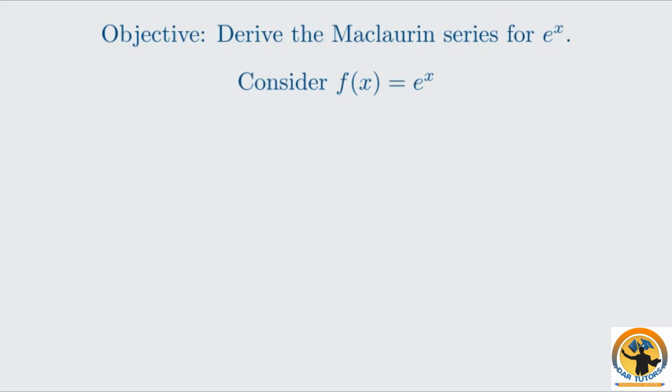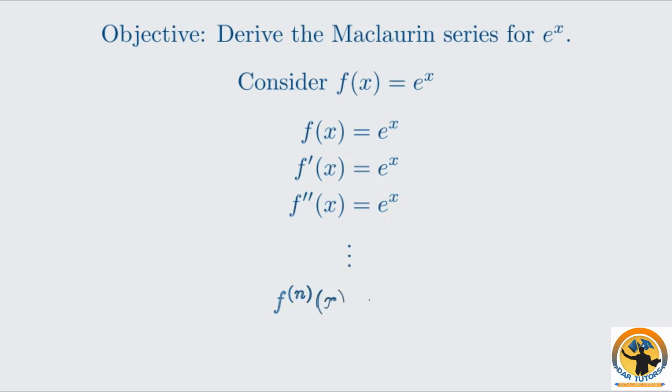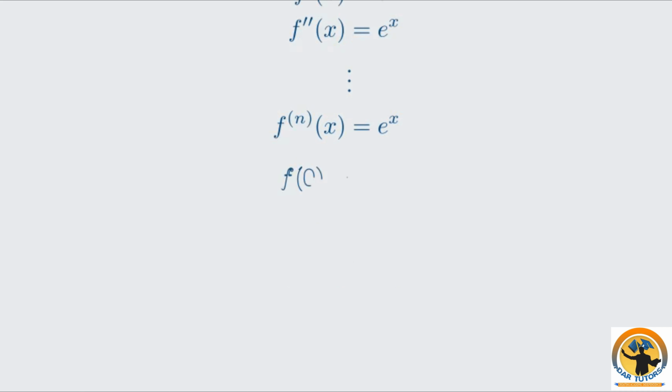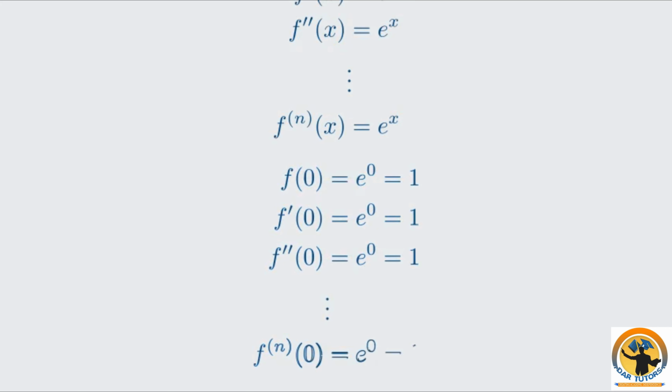To find its Maclaurin series, we need its derivatives at x equals 0. The first derivative of e to the x is e to the x. The second derivative is also e to the x, and this pattern continues indefinitely. The nth derivative of e to the x is always e to the x. Now let's evaluate these derivatives at x equals 0. F of 0 is e to the 0, which is 1. F prime of 0 is also 1, and in fact the nth derivative of f at 0 is 1 for all n.